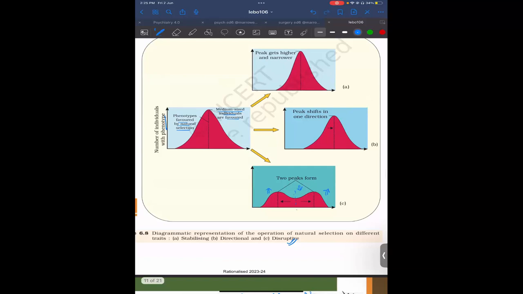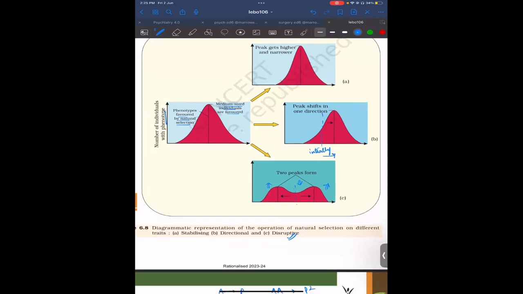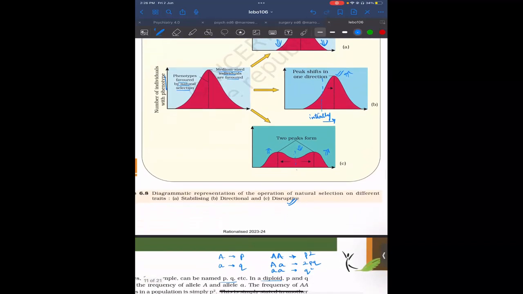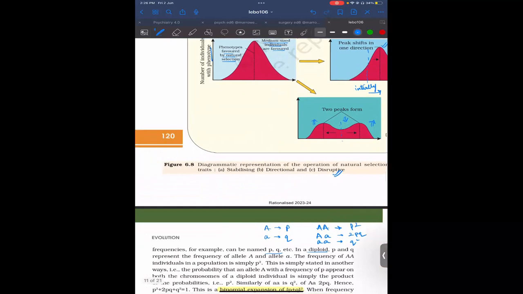And now directional change. The peak shifts, pehle jo medium sized individuals which were favored, they were here initially. But now they have shifted in a direction, and another type of organisms are favored and they have increased in population. Now stabilization. Stabilization is that the organisms which were favored initially are now favored more, and they have increased more in number. The extremes have decreased way more. So these are the three responses that are given by natural selection, and you need to learn this properly.